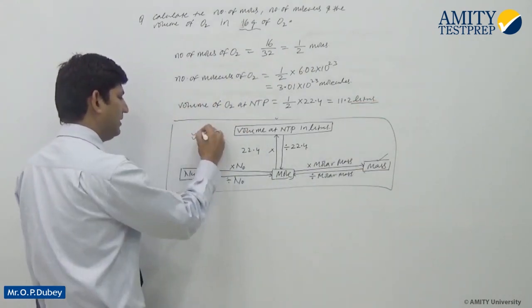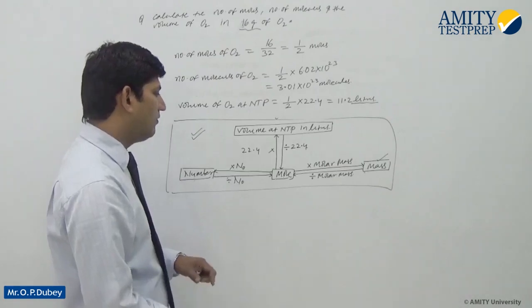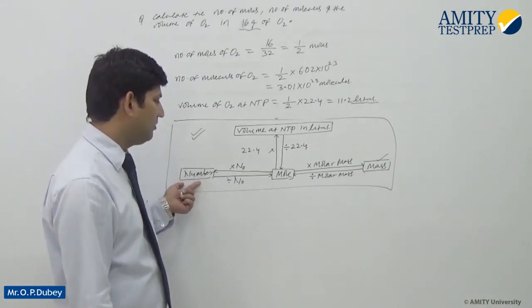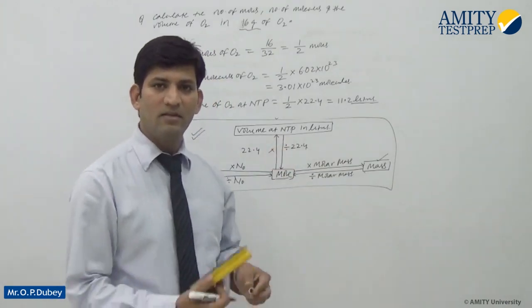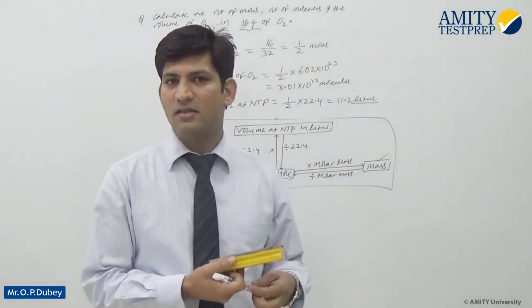So by this equation, by this relation, we can easily find out the relation between the number, moles, mass and the volume of a gaseous chemical substance or any chemical substance.